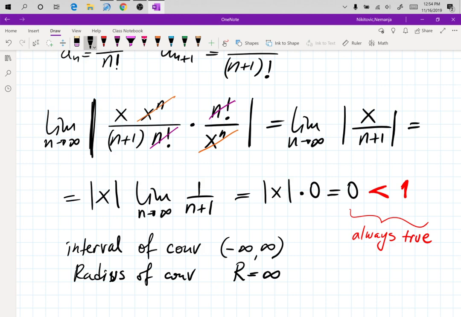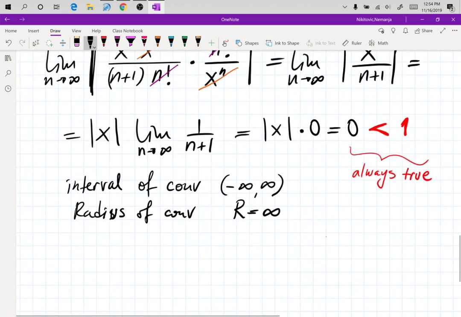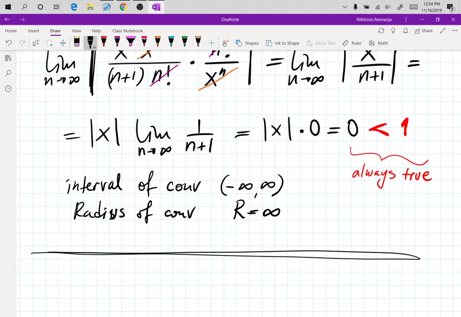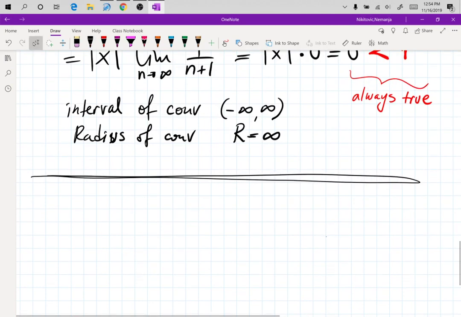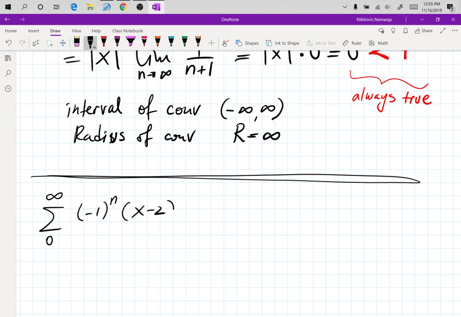Now, when you go up there and you realize that you have exponential divided by the factorial, and you know that factorial is the boss, right? Then, yeah, it makes sense. Cool. Next example. A bit trickier. No reason to panic. We have negative 1 to the n, x minus 2 to the n, divided by 4 to the n.